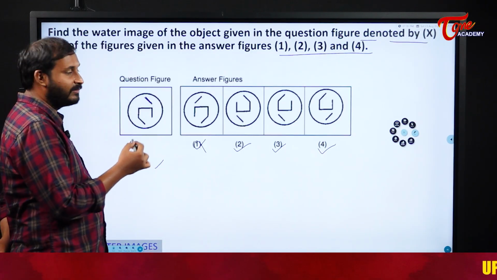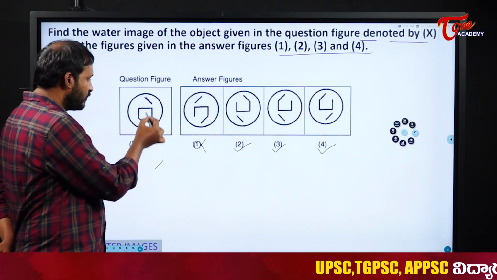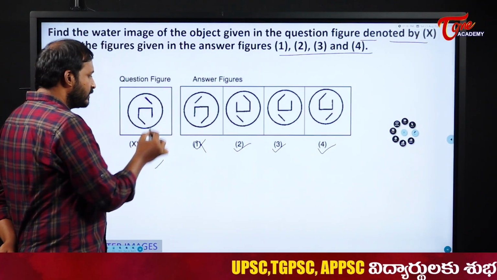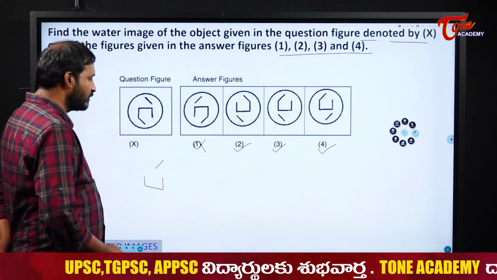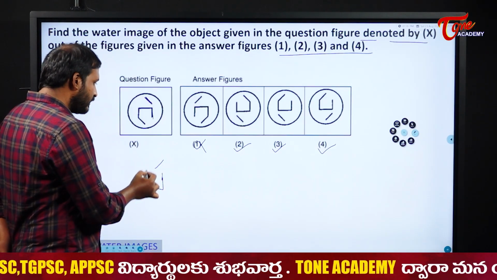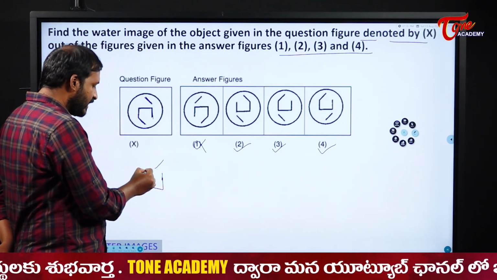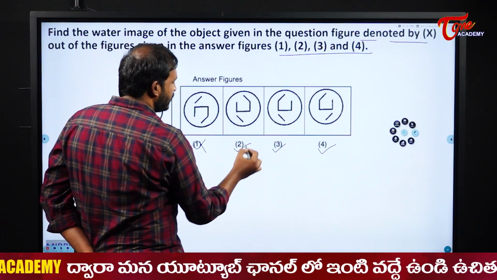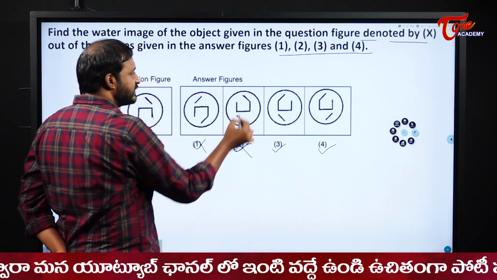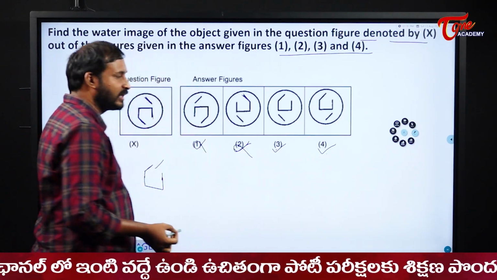Sorry, not left and right, top becomes bottom, bottom becomes top. So this figure will be inverted, right? So this looks like this. First, the U shape will be like this, and this one will still be attached to the left side one only. Which option is having it like this? Now this option is getting deleted. Why? Because it is attached here. So okay, this shape is fine. So there is a chance for both third and fourth.